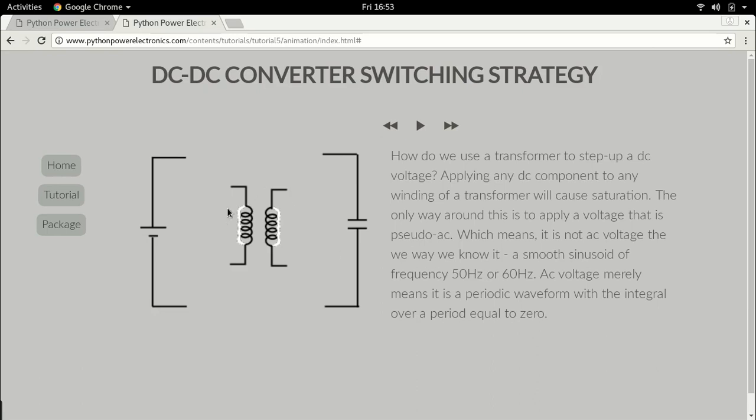As far as a transformer is concerned, what is AC? AC voltage for a transformer merely means it has to be a periodic waveform where the integral of the voltage over a time period is equal to 0. And I'll describe this more in the next slide.